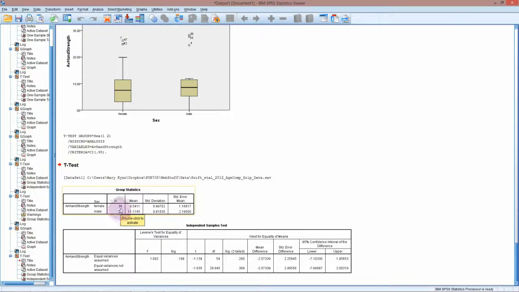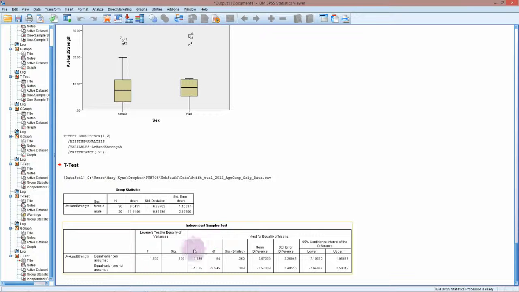You can see that we've got more females than males. The females had a lower hand grip strength on average than the males. They also had a lower standard deviation and a lower standard error of the mean. So the question is, is this difference in hand grip strength between females and males statistically significant? And that's what we're going to test with our independent samples t-test.